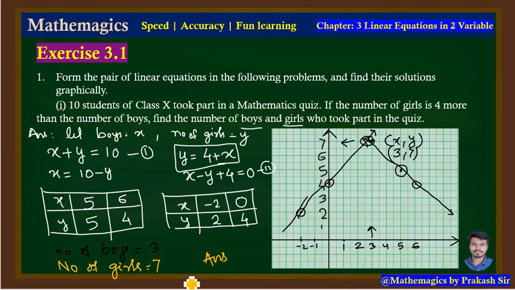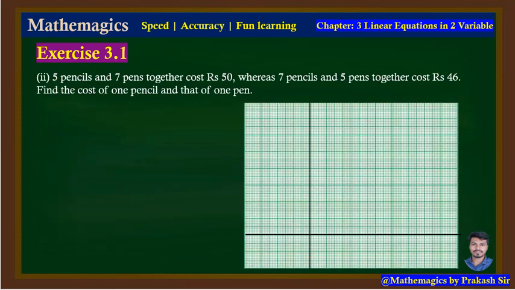Dear friends, I hope you have understood this one. So let us take another question of exercise 3.1 to get some more information. The question is stating that 5 pencils and 7 pens together cost 50 rupees. 7 pencils and 5 pens together cost 46 rupees. So it is introducing two things. The first one is the pencil, the second is the pen.